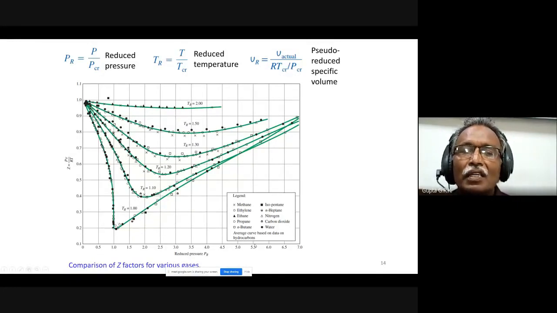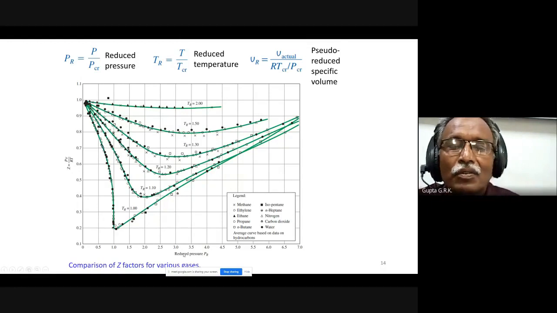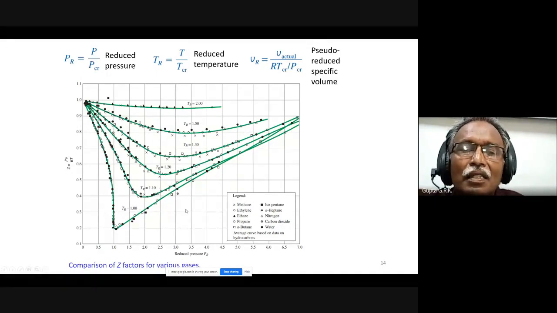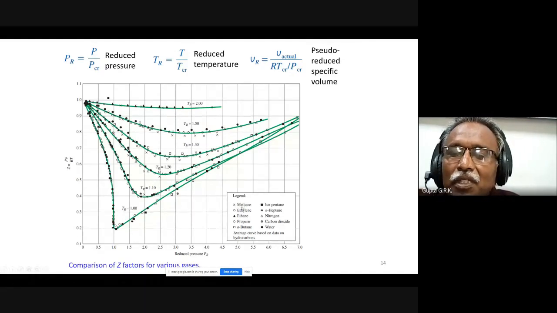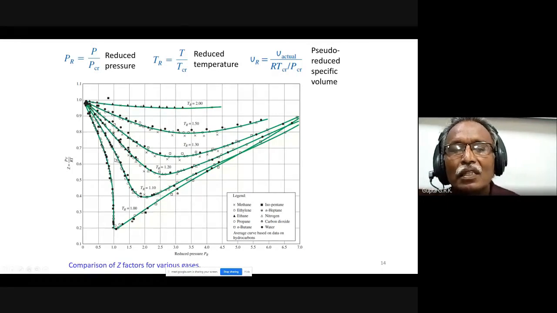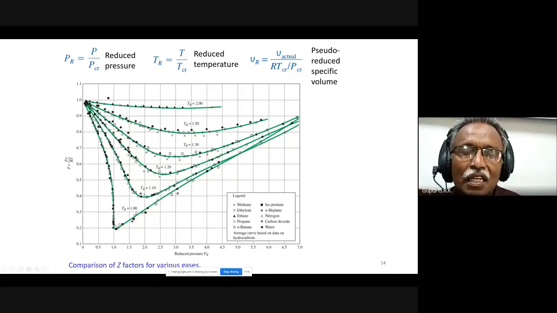And if you draw a graph with reduced pressure on the x-axis and Z on the y-axis with different values of T_R, we get curves like this. And you can see these symbols: crosses for methane, circles for ethylene, filled triangles for ethane, like that. For different gases, these curves are drawn and all of them collapse into a single curve. Okay, at T_R equal to 1.0, for all the gases, I get this distribution.